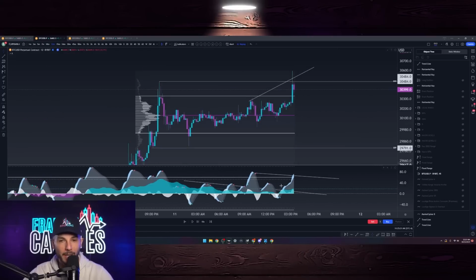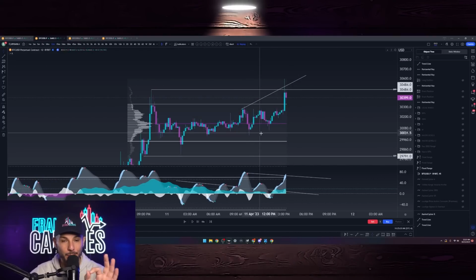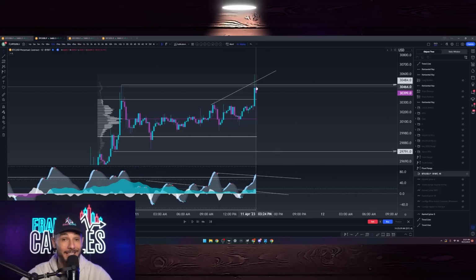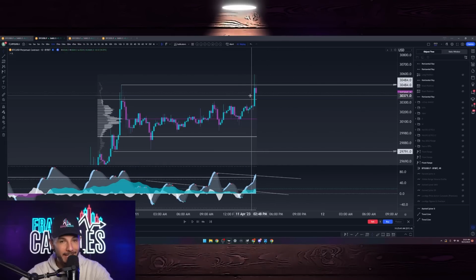And again, you want to keep checking those lower time frames, because you can see here on the 12-minute, we are getting the same thing. You have the bearish divergence, money flow coming out, as well as a swing failure pattern confirmed here on the 12-minute.